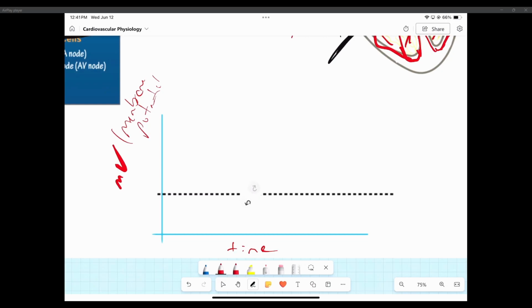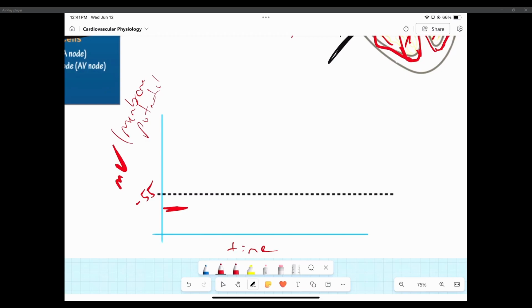The dashed line is our threshold. What number is threshold usually? Threshold, negative 55. Okay, so that's what a dashed line means. So the first thing to always happen, I'm going to put them in different colors. Phase 4 is the ground, and nothing is going on with phase 4. This is our normal, everything's at rest, no channels are open yet, and we're at baseline.